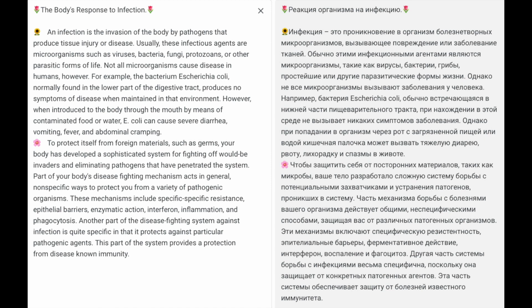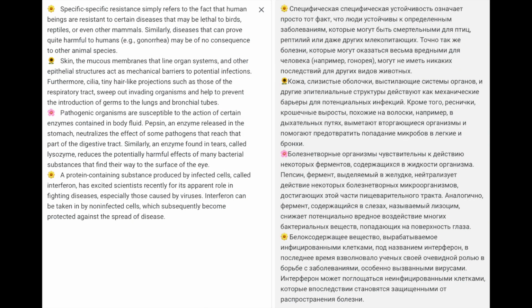Another part of the disease-fighting system against infection is quite specific in that it protects against particular pathogenic agents. This part of the system provides a protection from disease known as immunity. Specific resistance simply refers to the fact that human beings are resistant to certain diseases that may be lethal to birds, reptiles, or even other mammals. Similarly, diseases that can prove quite harmful to humans, e.g., gonorrhea, may be of no consequence to other animal species.